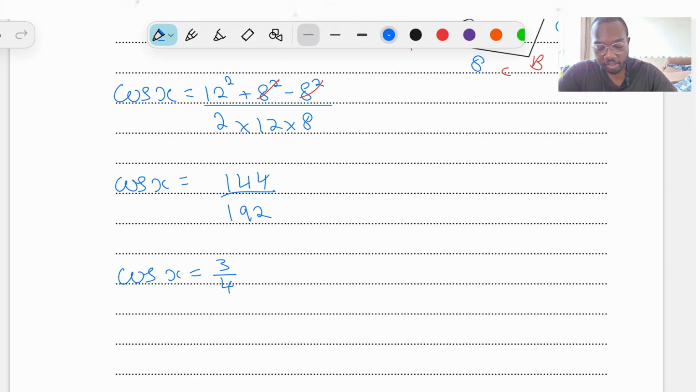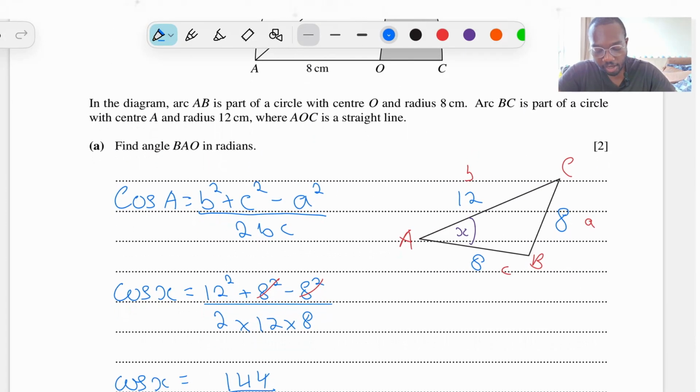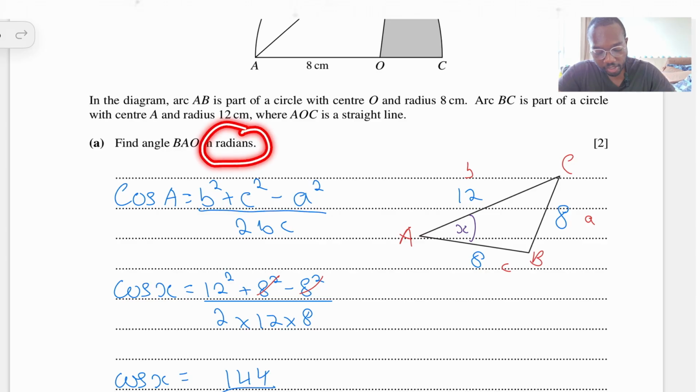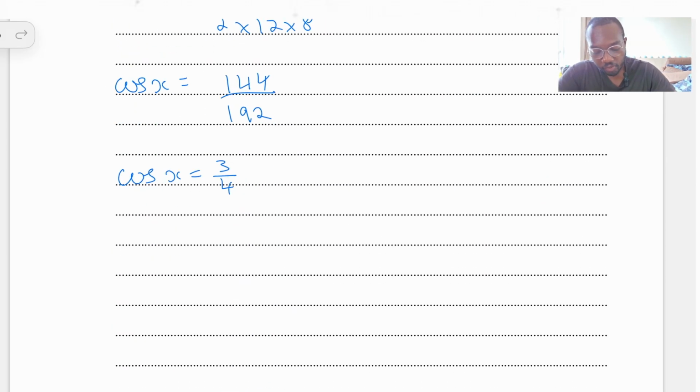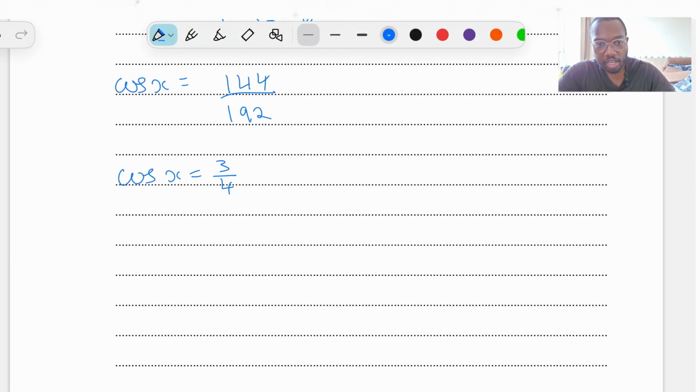You can put that into your calculator. Remember that we want it in radians as well. The question does say work out in radians. Just be careful, make sure you do it in radians, not degrees. So if we do the inverse of cos of 3 over 4, make sure you're in radians, you will get x is equal to, to 3 significant figures, 0.723 radians, okay? So that would be that question.